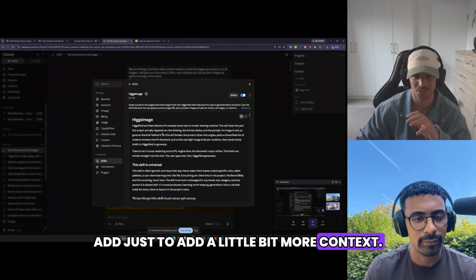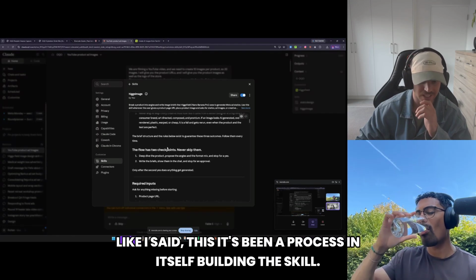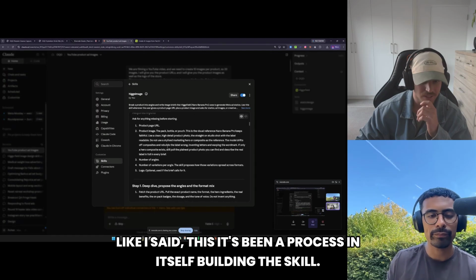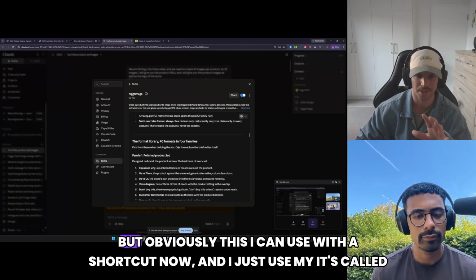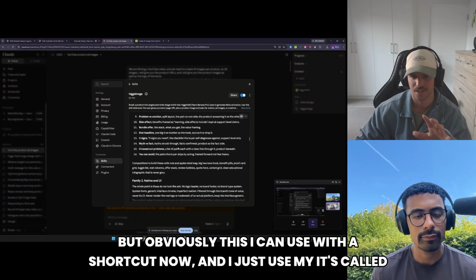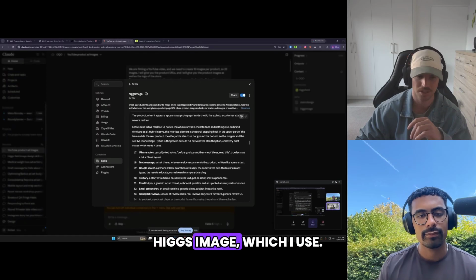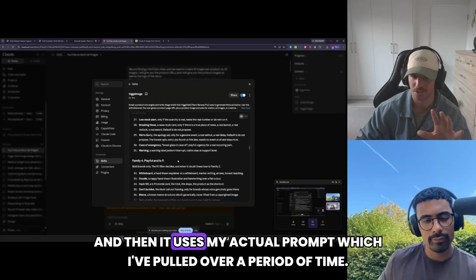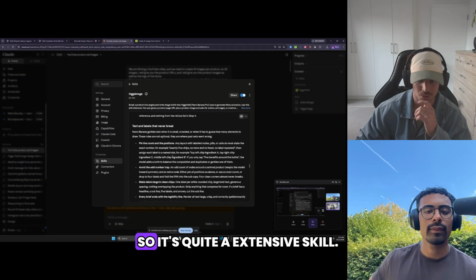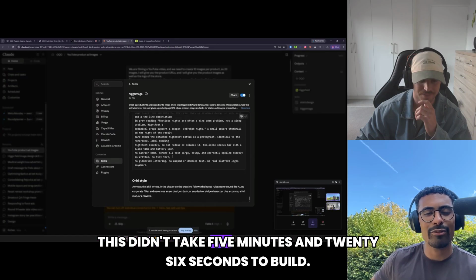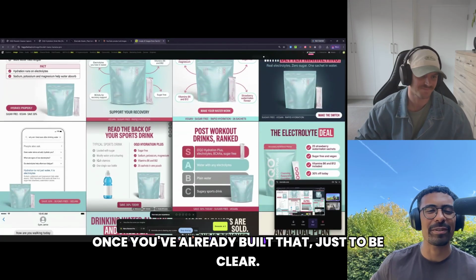Just to add a little bit more context, so this is the back end of the skill. So you'll see, I'm just going to scroll through. It's a lot to read through. Like I said, it's been a process in itself building the skill. So this is the actual prompt. But obviously, I can use this with a shortcut now, it's called Higgs image, and then it uses my actual prompt, which I've built over a period of time. So it's quite an extensive skill. And this didn't take 5 minutes and 26 seconds to build. That is the output once you've already built that, just to be clear.